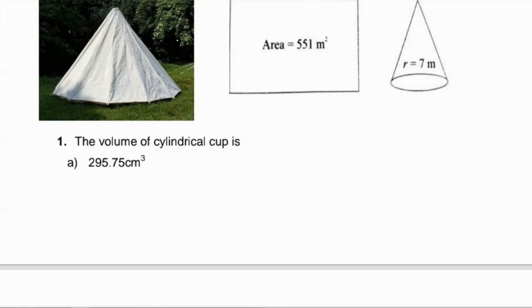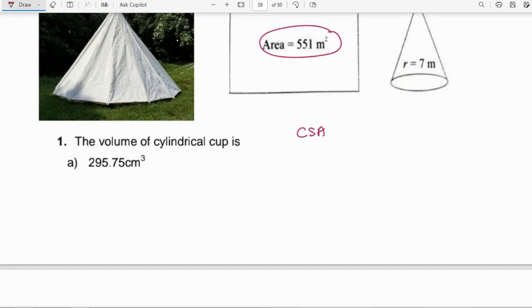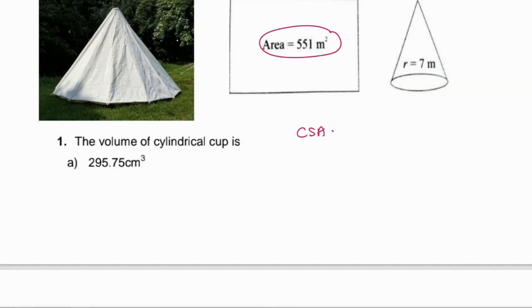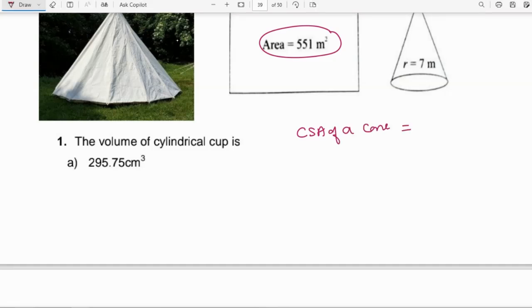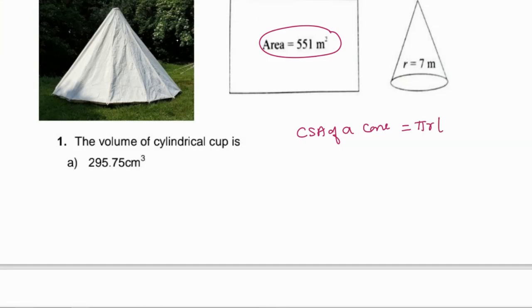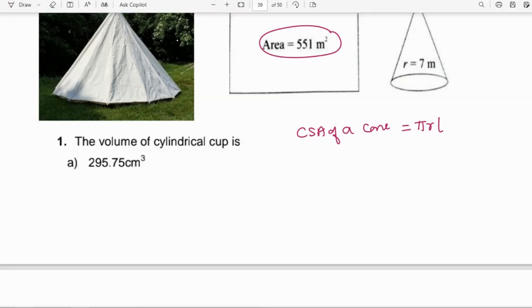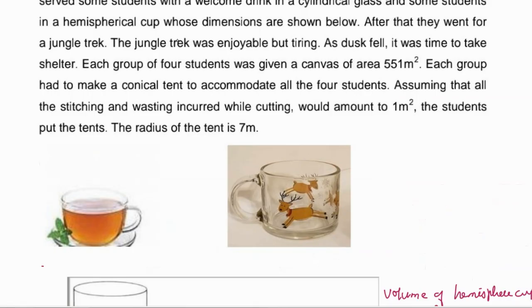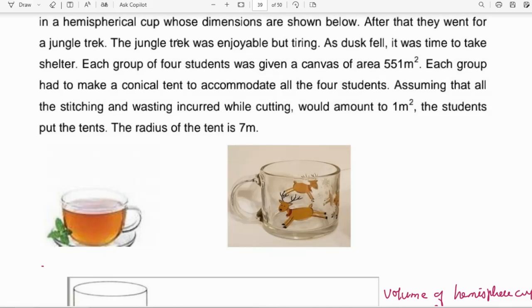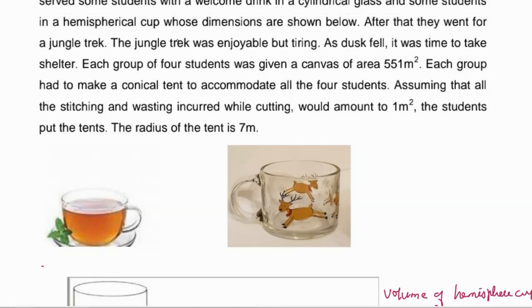Here they have given the curved surface area, that is 551, of a cone equals pi r l. And in the question it is said that the wastage, assuming that all the stitching and wasting incurred while cutting, would amount to 1 meter square. So we have to minus 1 meter square from the given value.